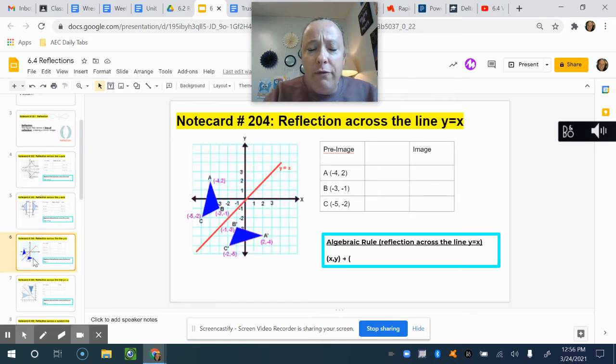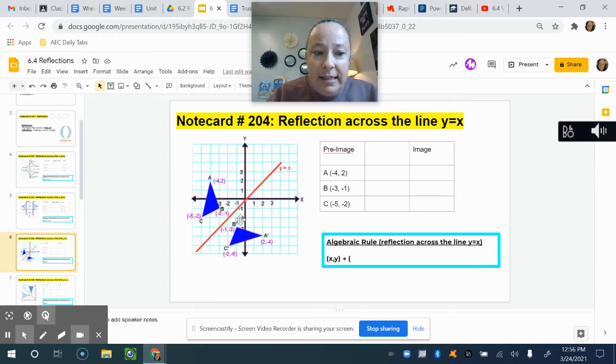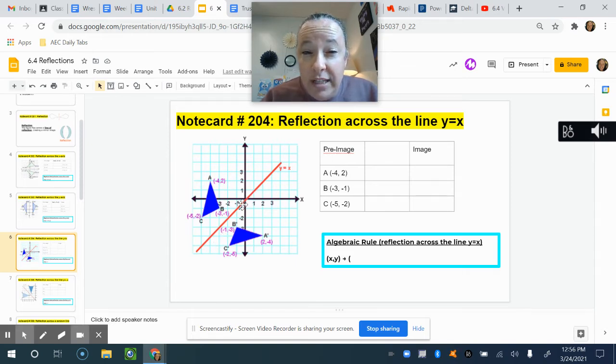Now let's look at note card 204 where it gets a little bit more tricky, where we're rotating, nope, not rotating. We are reflecting across the line y equals x. Now keep in mind this red line that has a y-intercept of the origin, (0, 0), and a slope of 1, that's the line y equals x. And this is a little bit trickier.